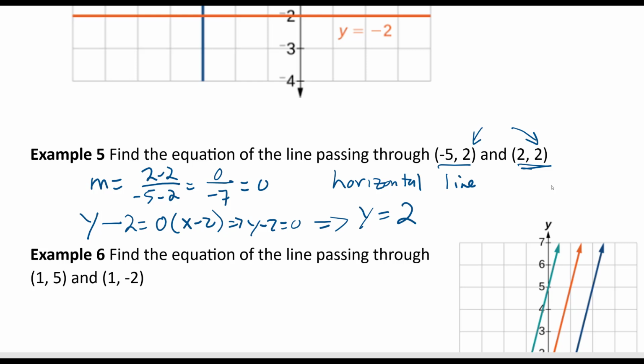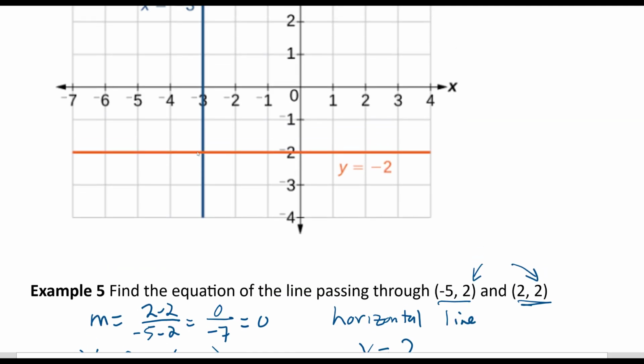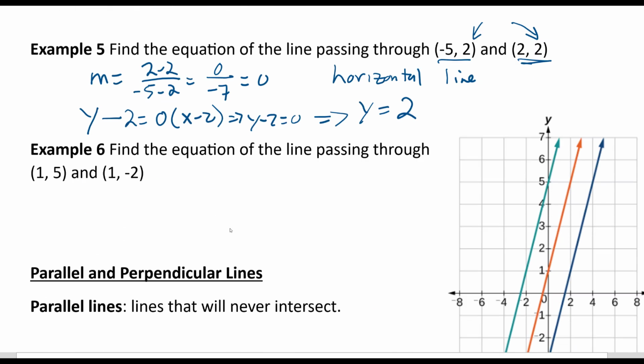If the x had not changed but the y changed, it'd be a vertical line. The point I'm trying to get at is that on a horizontal line, the slope is 0. On a vertical line, the slope is undefined.